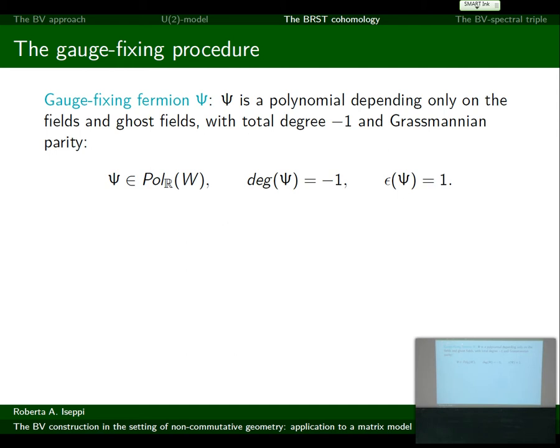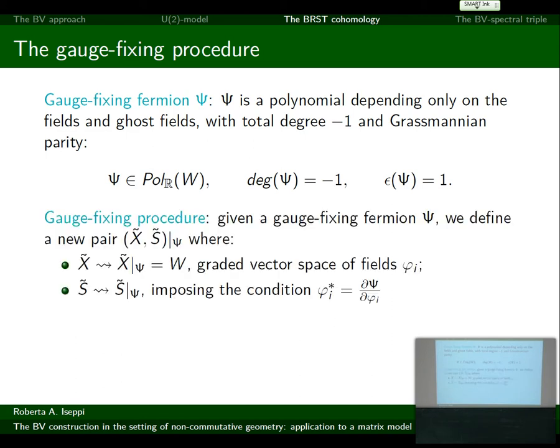This gauge fixing fermion is a polynomial depending only on the fields or on the Gauss fields, and should have total degree -1 and a Grassmannian parity. Up to now, we are not able to construct this gauge fixing fermion in our model, because for now we have only non-negatively graded fields. So what is usually done at this step is to enlarge a little bit more the extended configuration space, adding trivial pairs that do not change anything from the cohomological point of view, but just help to introduce the gauge fixing fermion. Let's assume that we have enlarged our extended configuration space, and we are able to define this gauge fixing fermion.